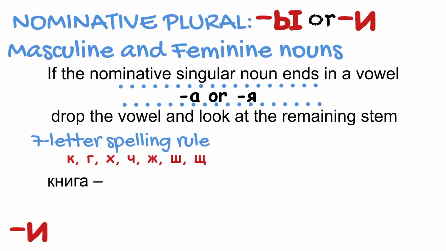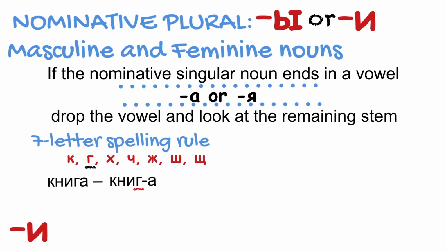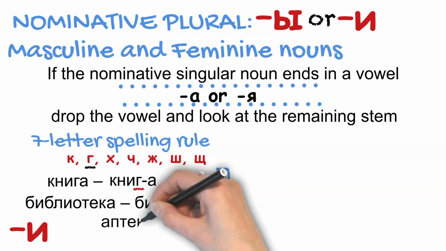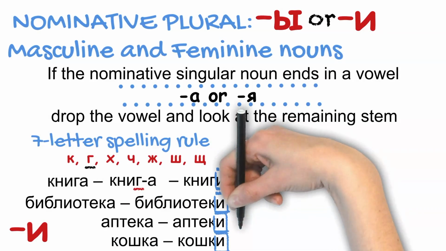So we first drop the ending а, and we look at the remaining stem книг that ends in a г. Г is one of the 7 letters from the spelling rule number 1. So the plural ending for книга will be и, and the complete plural form is книги. Same will happen with библиотека, библиотеки, аптека, аптеки, кошка, кошки.